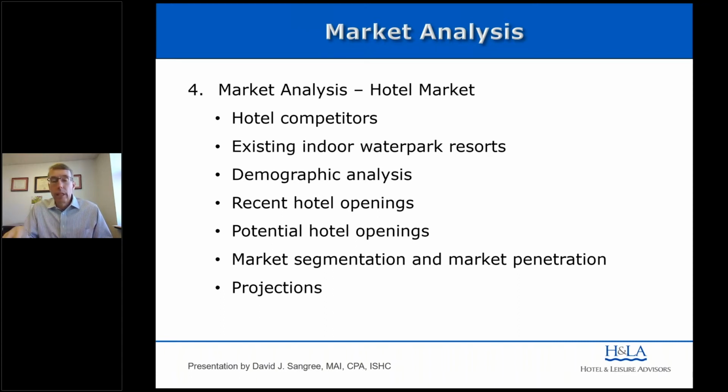If your project is being developed in a community that doesn't have any nearby indoor water park resorts, there still are existing hotels that leisure guests or groups might stay at that are, in a way, competitors with your proposed project. We identify who those are, interview managers at each of those properties, and determine their occupancy, ADR, number of fill days, and market segmentation. We'll also order an STR lodging trend report on the competitive set, which will provide monthly and daily data concerning the performance of that group of competitors.